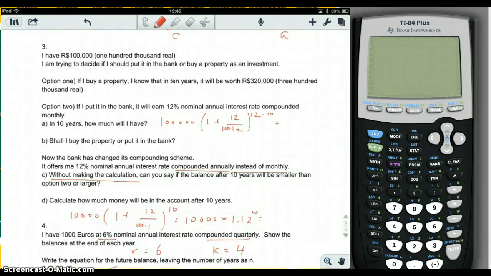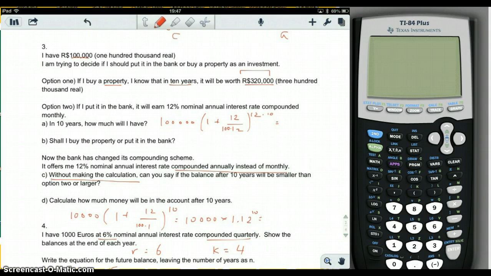Okay, so in this half of the video, I'm going to do the last two problems, problem 3 and problem 4. In problem 3, I have two options to analyze which one gives me a bigger payoff. So I start out with 100,000 reais, and I am deciding if I'm going to buy property with it or if I'm going to put it in the bank. So option 1 is to buy property, and in 10 years it will be worth 320,000 reais. And so there's no calculating to be done here. It just already tells me that. Okay. So if I buy the property in 10 years, it's going to be worth 320,000 instead of 100,000.